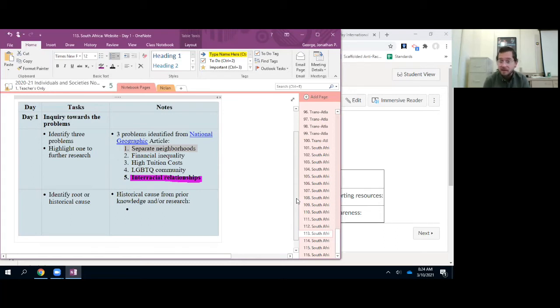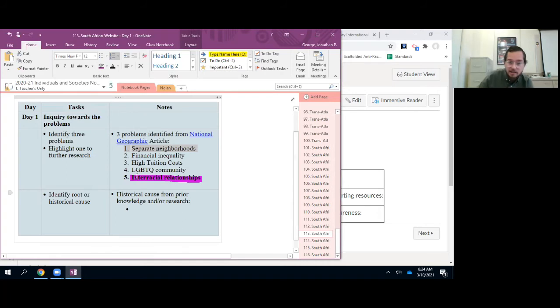Maybe there could be a requirement of a law that says that the neighborhoods have to be diverse. I don't know if that will fly. I don't know if that will follow the South African Constitution, but I'm just giving you some ideas.